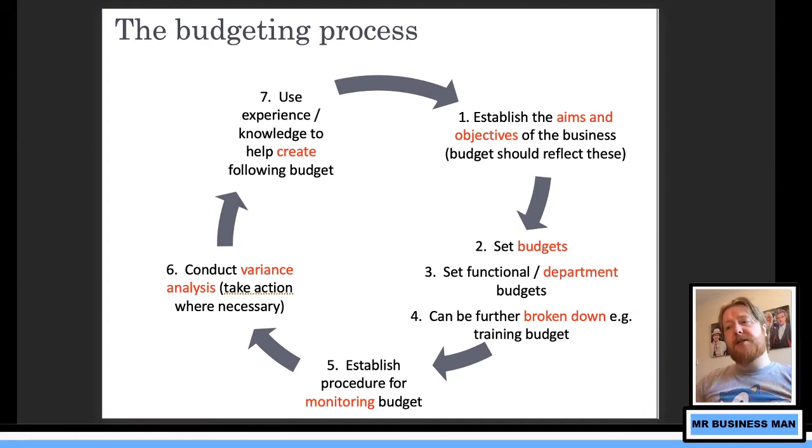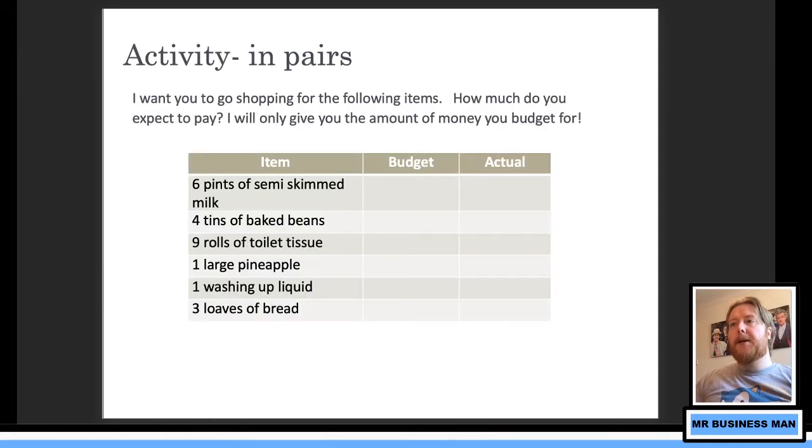Then we establish a procedure for monitoring budgets, conduct a variance analysis, and then we take necessary action if we need to, and we use experience and knowledge to help create following budgets. It's really important, isn't it, the variance analysis that comes into play here. And we're going to talk about that in more detail in a second.